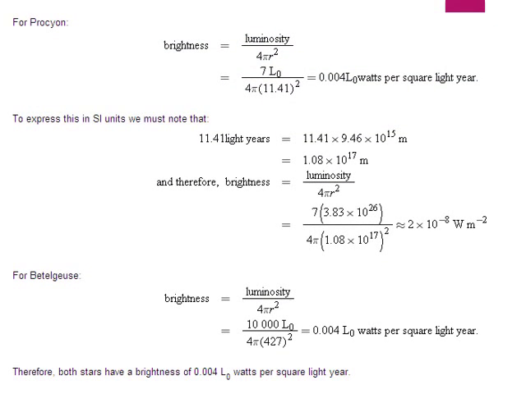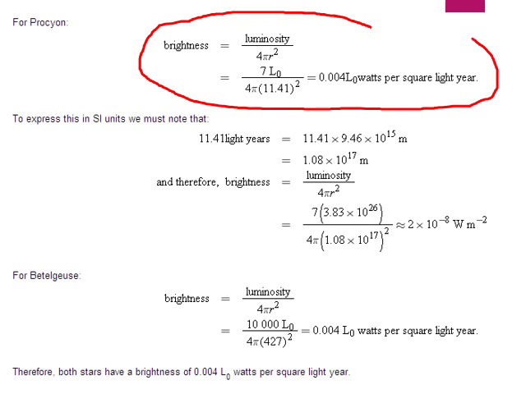Let's have a look at how this works out for both stars. If we take the brightness of Procyon, it's its luminosity divided by 4 pi r squared, and this is shown in this calculation here, which has given us 0.004 watts per square light year. We can convert it into SI units by converting our light years into meters, and this is done here.